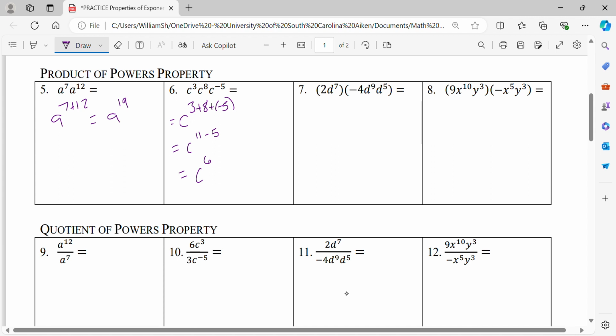Now if I look at number 7, we get a little more complicated. Okay? We do have d's here. We have 3 d's. But we also have a 2 and a negative 4 that are multiplied. Okay. So the first thing I'm going to do is work with the constants. 2 times negative 4 is negative 8.